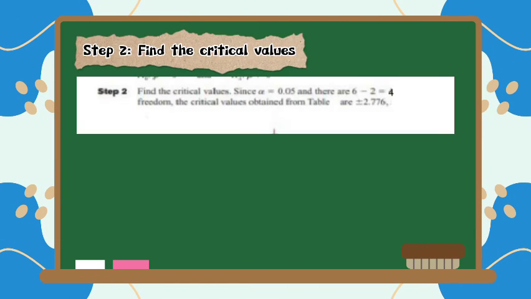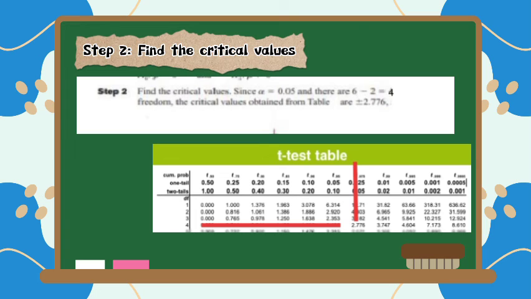Step 2. Find the critical value. As you can see on the right side, the table of the level of significance. First, find the degrees of freedom, n minus 2. N is the total number of observations, which is 6. So 6 minus 2 equals 4. 4 is the degrees of freedom. Next, get the alpha. The alpha is given, which is 0.05. So in the table, alpha is 0.025 because we have two tails.